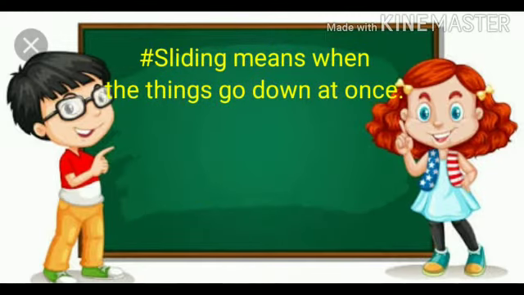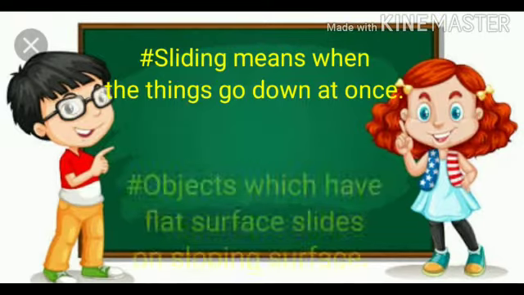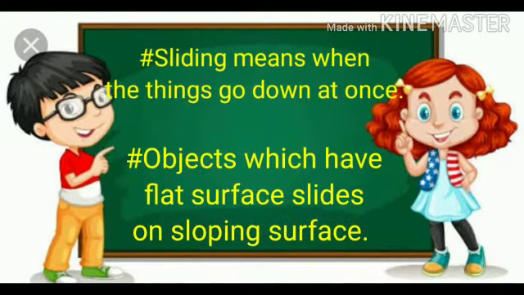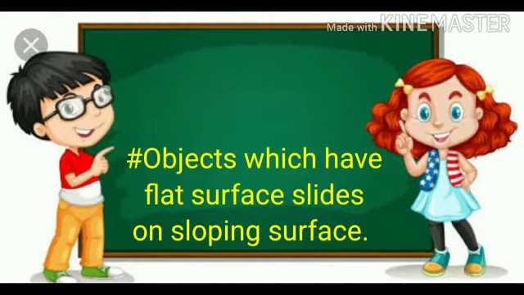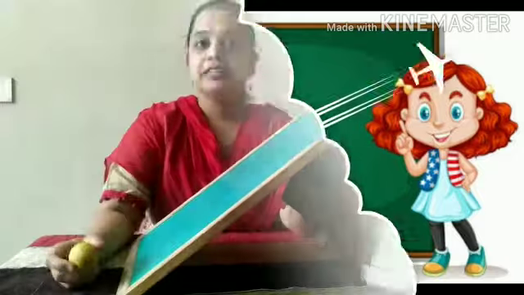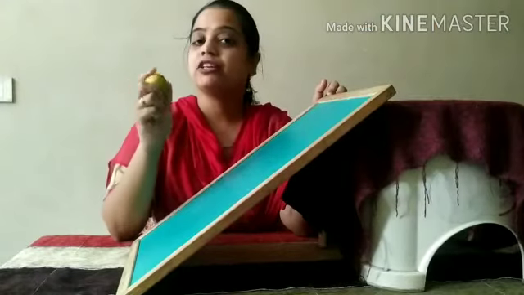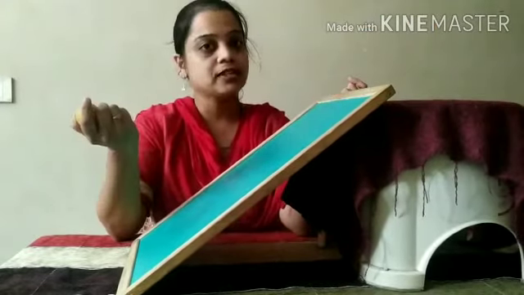Sliding means when the things go down at once. So objects which have flat surface slide on sloping surface. So children, let's check which object rolls and which object slides.